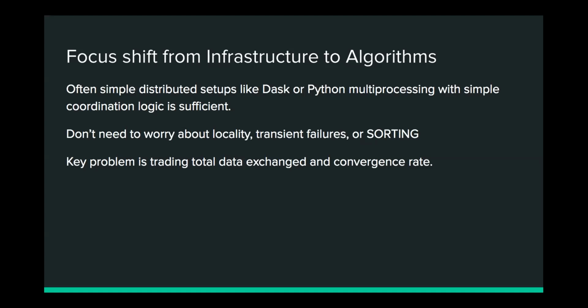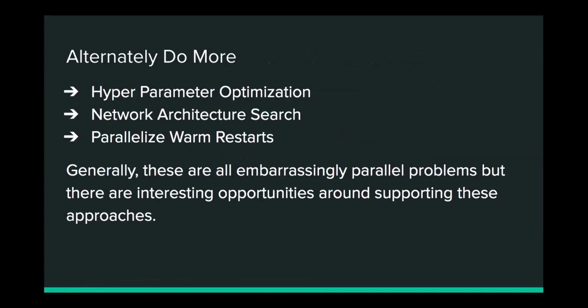I must mention, sorting is probably one of the key things that MapReduce and Spark solve when you do a reduce operation to sort inputs into the set of all inputs of the same key. So that whole infrastructure drops away. And the key thing we focus on is exchanging as little data as possible without impacting the convergence rate for our model training.